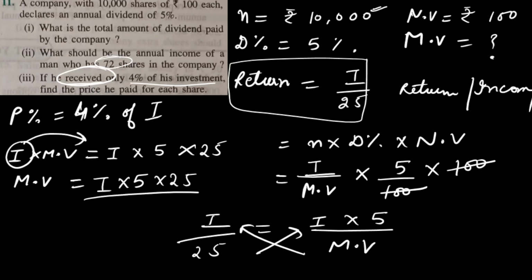When I am shifting this I, it will come down, right? It will come down because here it is getting multiplied. If I am changing its side, it will get divided. So I and I will get cancelled. So what is the value of MV? I'll get 5 into 25. So what is 5 into 25? This is equal to 125.